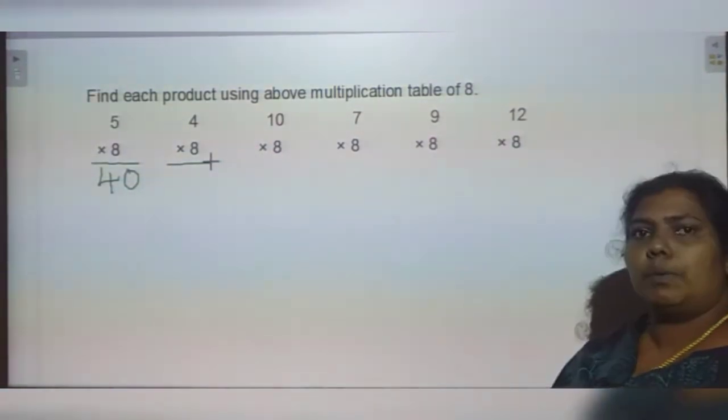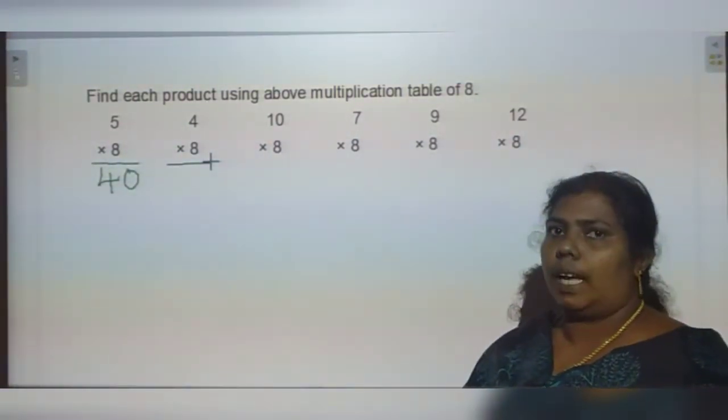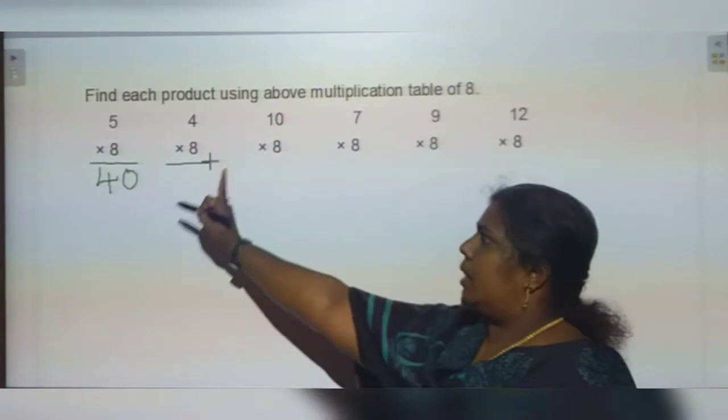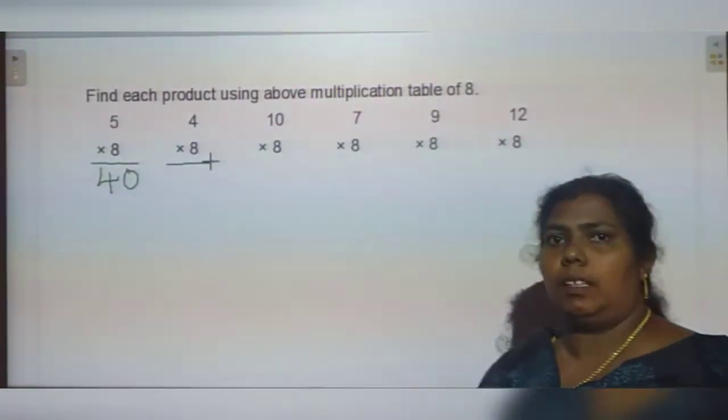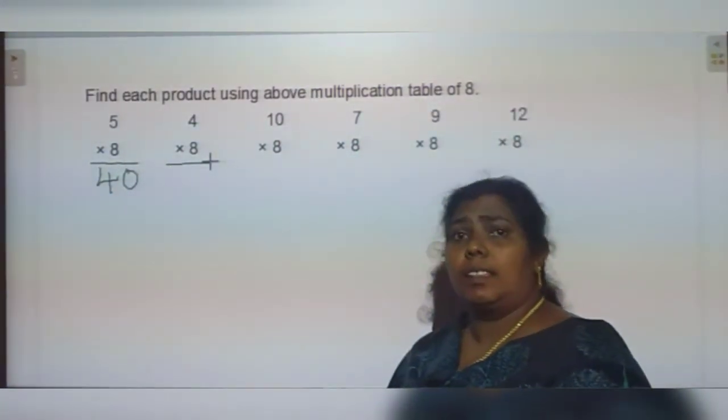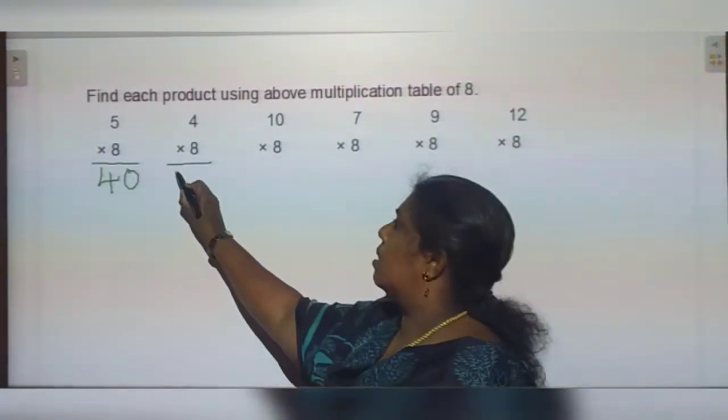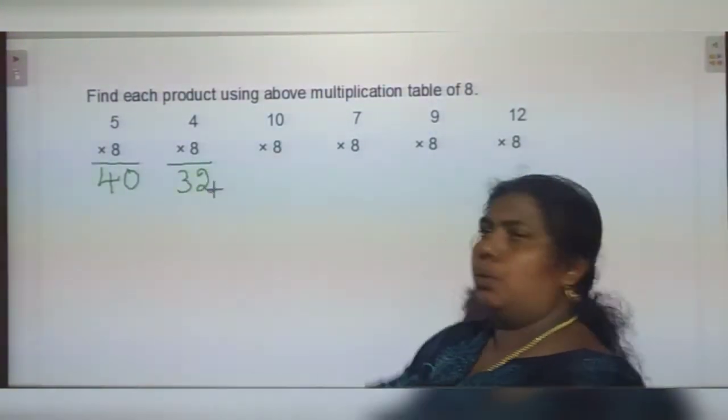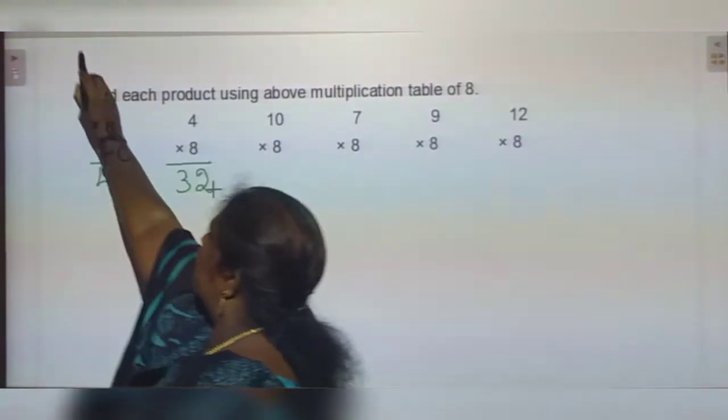Next. 4, how many times do we want to say the 8th table? 4 times we want to say, right? So 1 8 is 8, 2 8s are 16, 3 8s are 24, 4 8s are 32. So the answer is 32. Do you understand? Yes. Next.